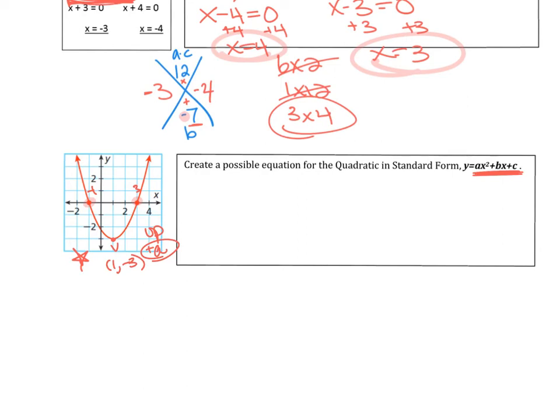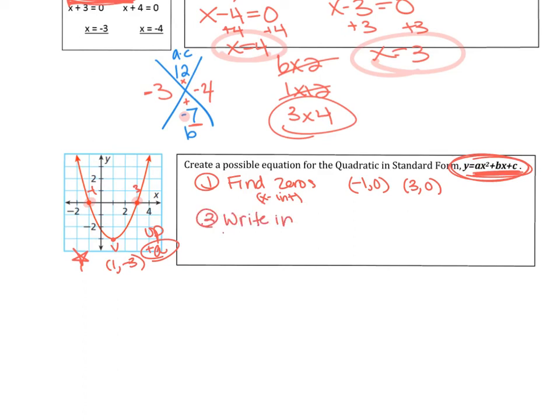If it's like this and it's asking me to write it in standard form, the first thing I do is find the zeros. So we have (-1, 0) and (3, 0). Zeros are also known as x-intercepts, so we can interchange those two words. Next, I write in factored form. Here's where sometimes people make mistakes. Factored form means I have one thing times another thing.